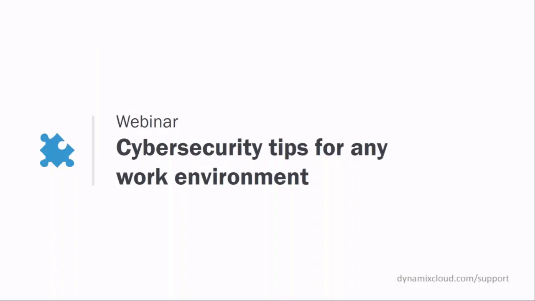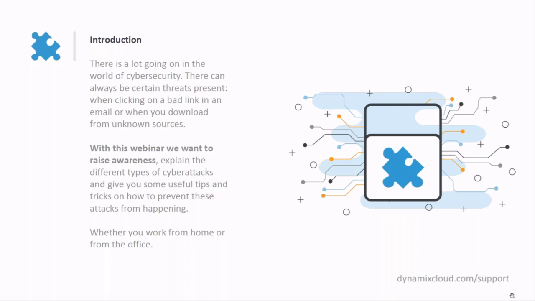Today, our webinar is going to be about cybersecurity tips for any work environment. There's a lot going on in the world of cybersecurity today. There can always be certain threats present. When clicking on a bad link in an email or when you download from unknown sources, there can always be an issue. With this webinar, we want to raise awareness and explain the different types of cyber attacks and give you some useful tips and tricks on how to prevent these attacks from happening, whether you're working from home or in your office. And with the current situation in today's environment, most of our homes are our office.